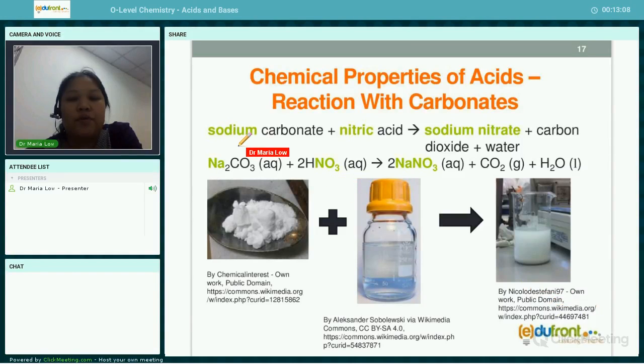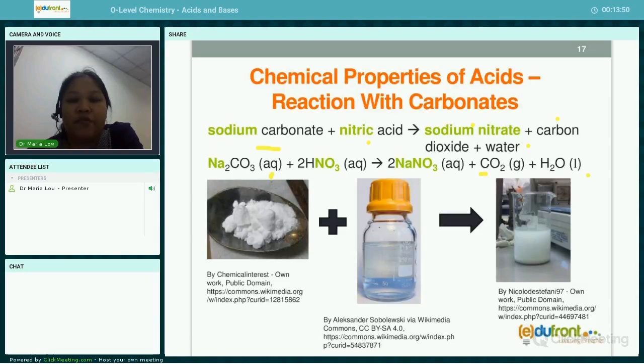Good example in this case: we have sodium carbonate reacting with nitric acid to give a salt, which is called sodium nitrate in this case, carbon dioxide gas, and water. Take note that sodium carbonate is a carbonate that exists as a solid, but this solid is soluble in water. Since it's soluble in water, you'll notice that we have aqueous as a state symbol. So there's sodium carbonate reacting with nitric acid, giving you sodium nitrate plus carbon dioxide plus water.